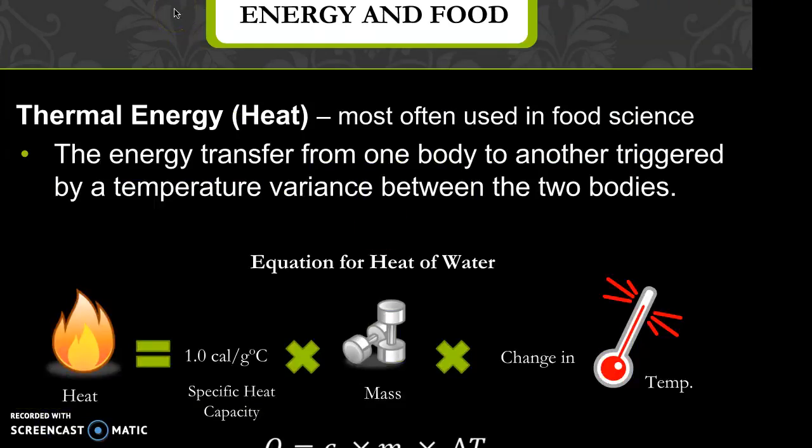Energy in food. Thermal energy. This is the most often used energy source in food science. That is extremely important for you to know for your next exam. The energy transfers from one body to another, or one thing to another in this case, and it's triggered by a temperature variance between the two.